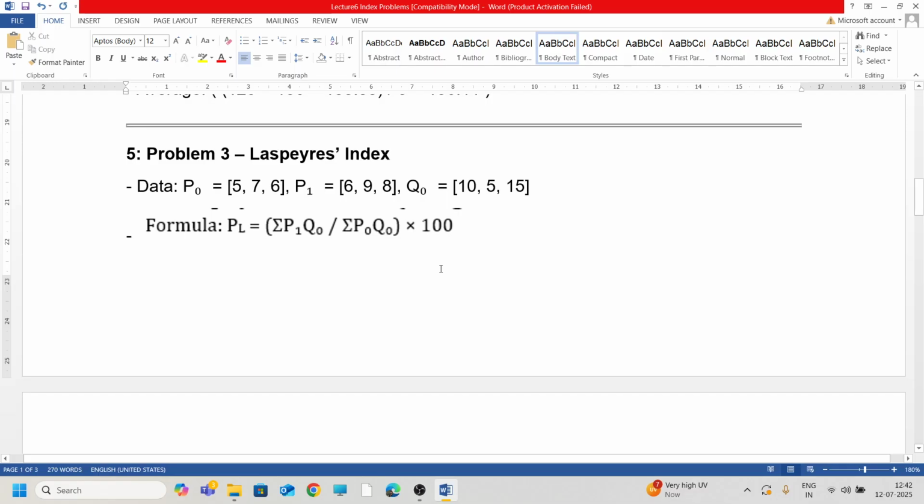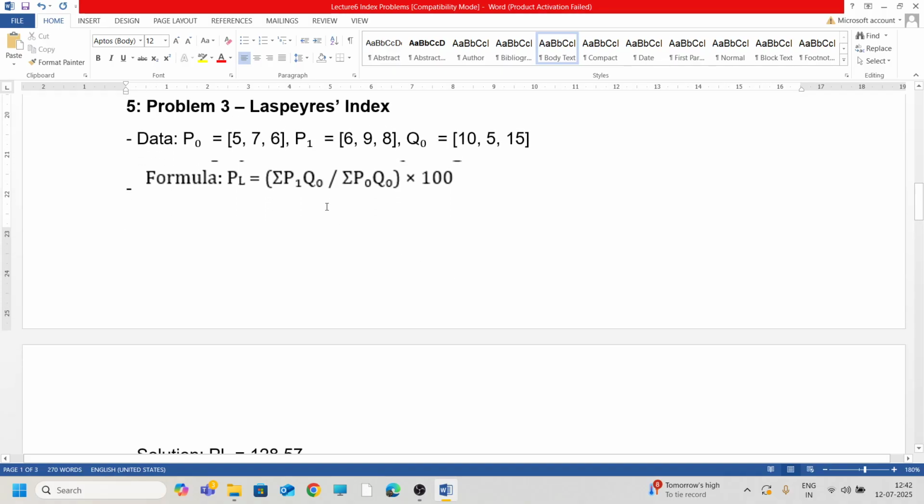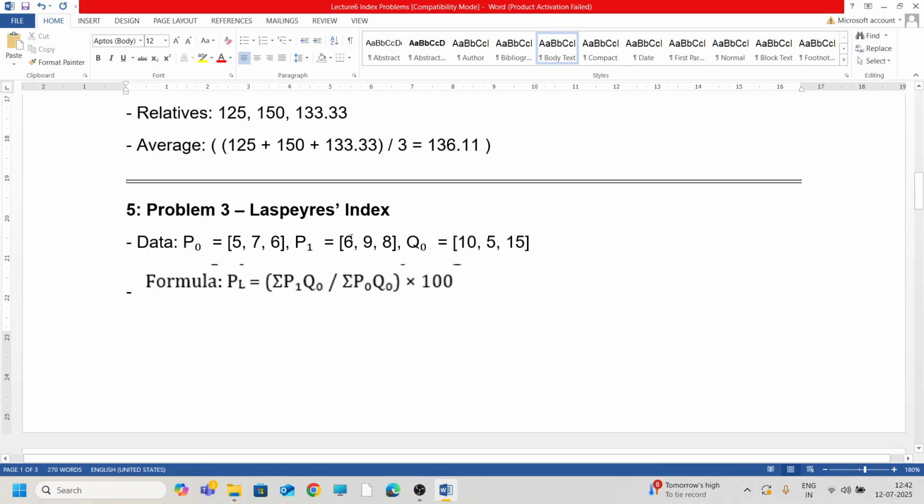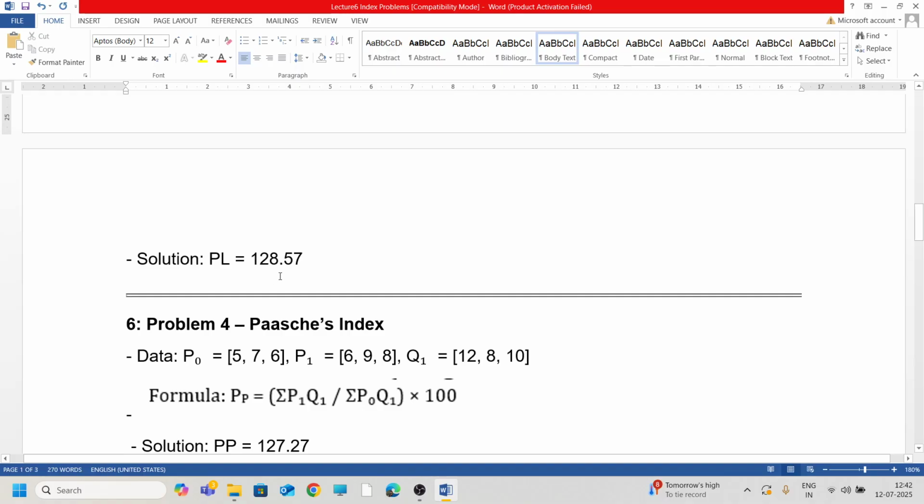Next, Laspeyres method with a new data set. After applying the formula, we get an index value of 128.57. So this is the formula of Laspeyres: sigma P1 Q naught. So just you multiply P1 and Q naught and add. That is summation of P1 Q naught. P naught Q naught, P naught and Q naught you can multiply and add. So into 100, that is 128.57. This is Laspeyres method.